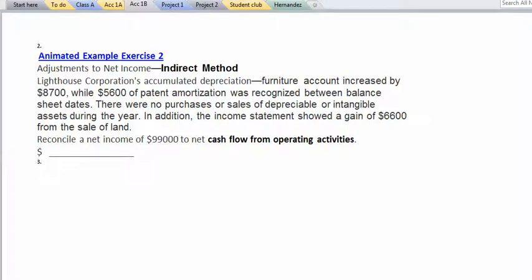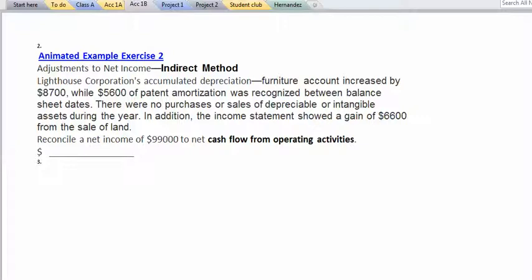This is practice exercise number 2 from Chapter 13, Statement of Cash Flows. Here we're going to look at the adjustments to net income using the indirect method. And we're only considering the first couple of adjustments here. We're going to be considering those things which do not affect cash that are reported on the income statement.